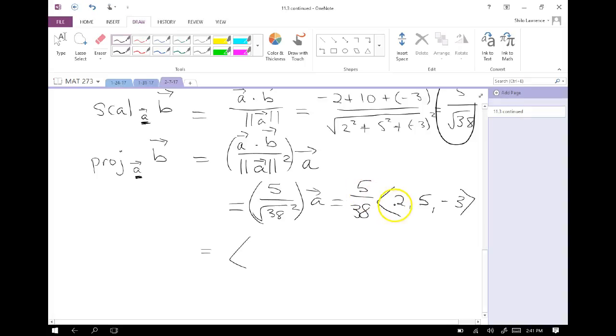So that comes out to be 10 over 38, which simplifies to 5/19, 25 over 38, and negative 15 over 38.